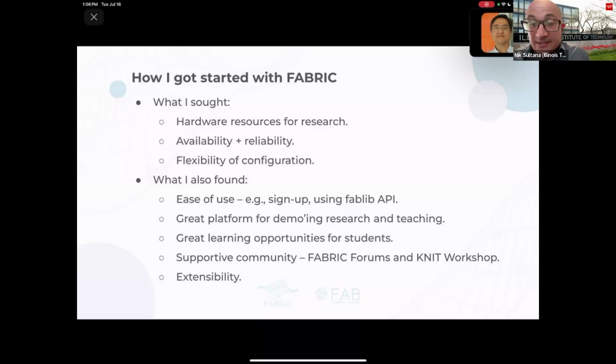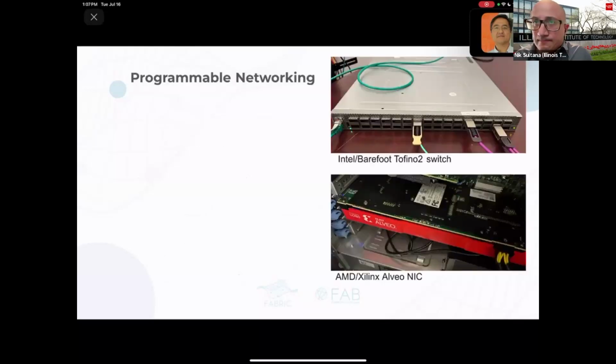Finally, the platform is extensible in a way that I'll show you during today's webinar. That is to say, you don't just use the resources and run experiments on them, but indeed you can extend how Fabric looks and feels to you and to other researchers. And this is something that we were particularly interested in recently as we're building a research project on top of Fabric that extends it in this way.